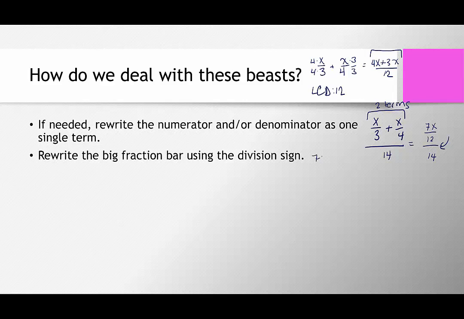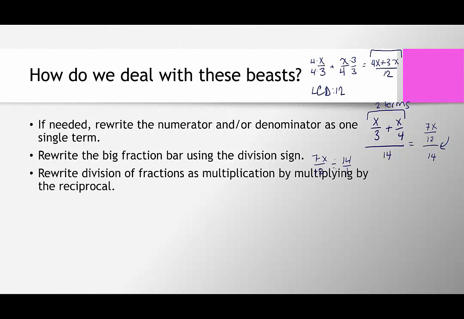So I would rewrite this as 7x over 12 divided by 14. Since 14 is just an integer, I might put it over 1 because when there's one fraction, we kind of want everything to be fractions. Next, we rewrite the division of fractions as multiplication by multiplying by the reciprocal of the divisor. So 14 is the divisor. The reciprocal of 14 is 1/14. So I can rewrite this as 7x over 12 times 1 over 14.